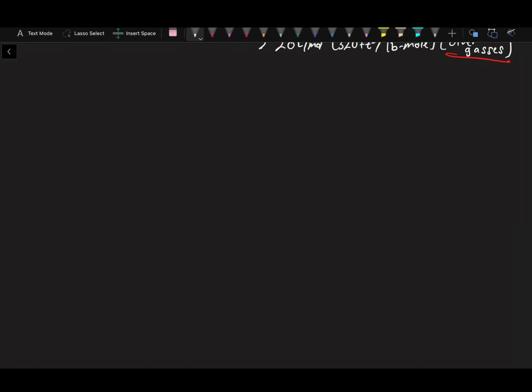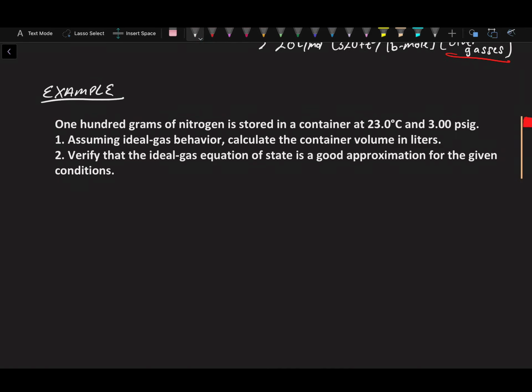So, example. Here we're told we have 100 grams of nitrogen, and it is stored in a container at 23 degrees Celsius and 3 psig. PSI is pounds per square inch. G stands for gauge, and that's going to be important in a bit, and I'll explain why. First part: assuming ideal gas behavior, calculate the container volume in liters. Number 2, verify that the ideal gas equation of state is a good approximation for the given conditions.